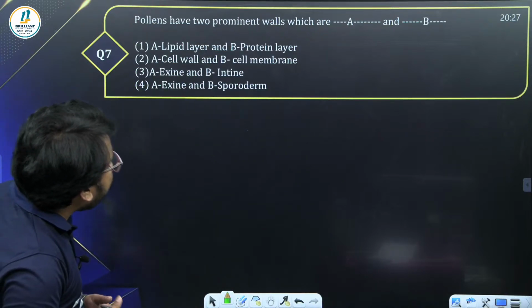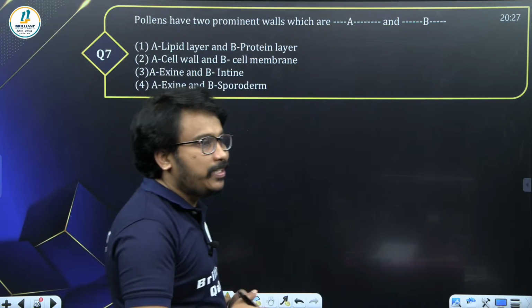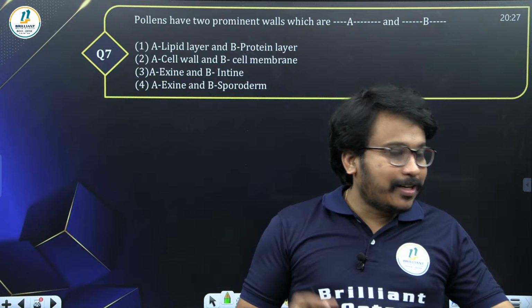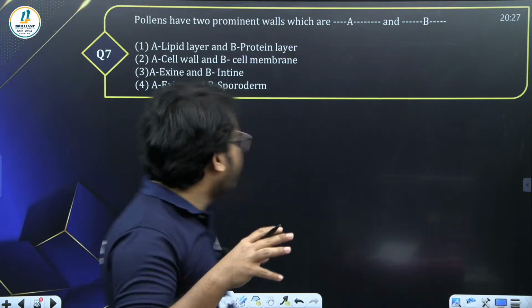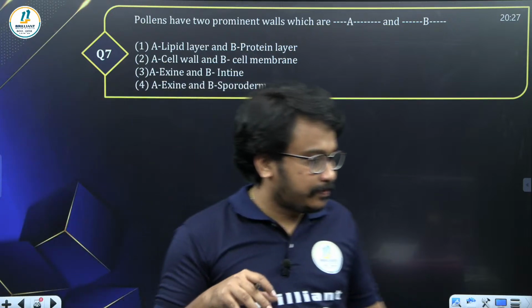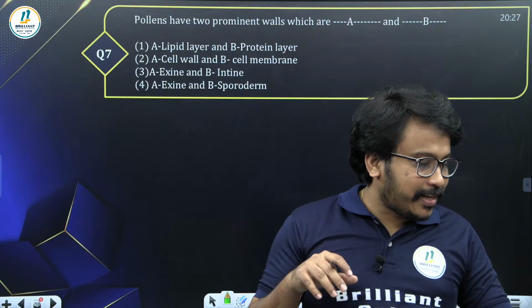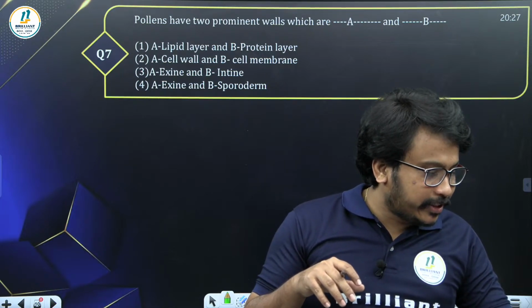Pollens have 2 prominent walls which are dash and dash. This already we discussed. Can you please comment? I'm waiting for the comment. We already discussed what is the outermost layer and what is present inner to that. Yes Reem, the outermost layer is exine and inner to that is the intine. So all of them got the answer, very good.